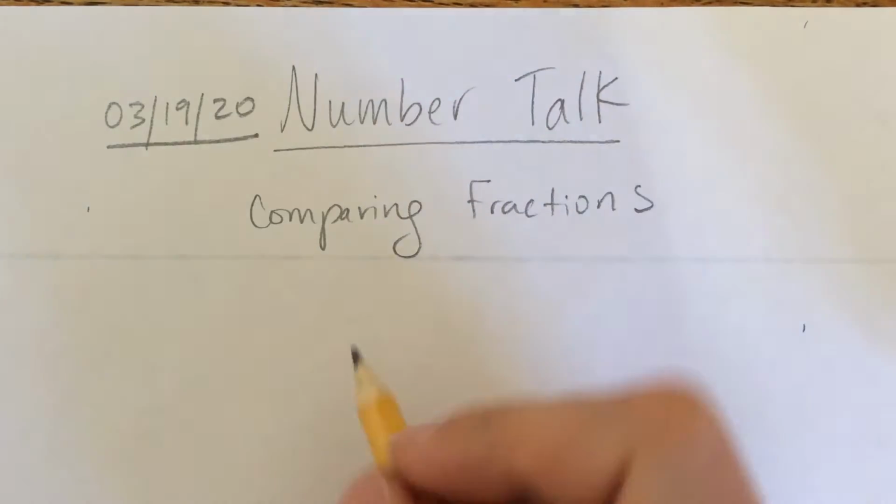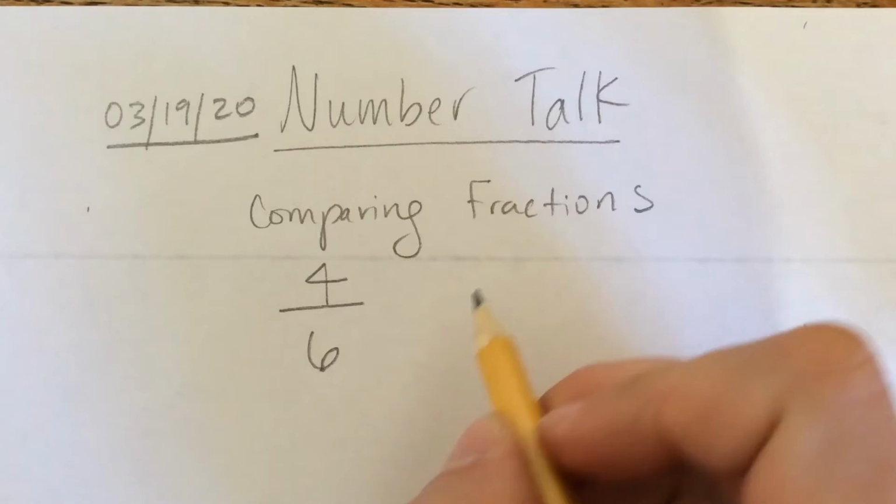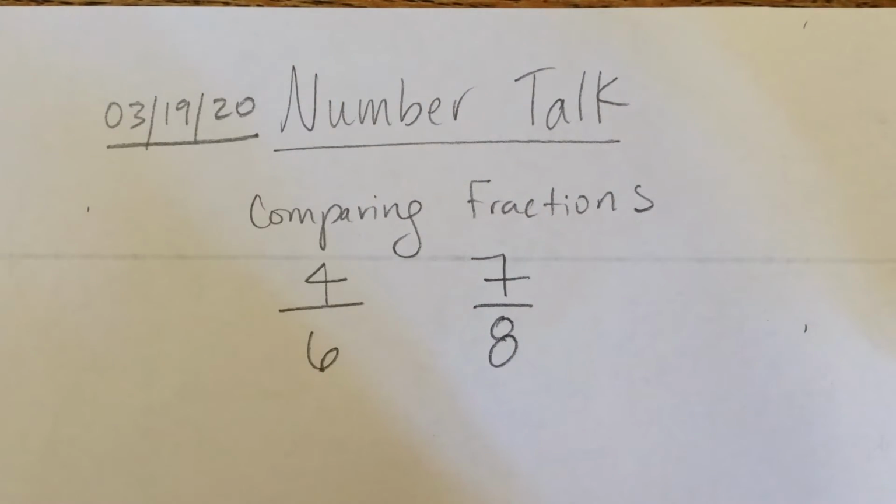And the fractions we're going to compare today are 4/6 and 7/8. And what kind of symbols do we use for comparison? We've got the greater than, less than, and equal to symbols. So I want you to try and compare these on your own. I'd like you to pause the video and come back when you're ready to see the answer.